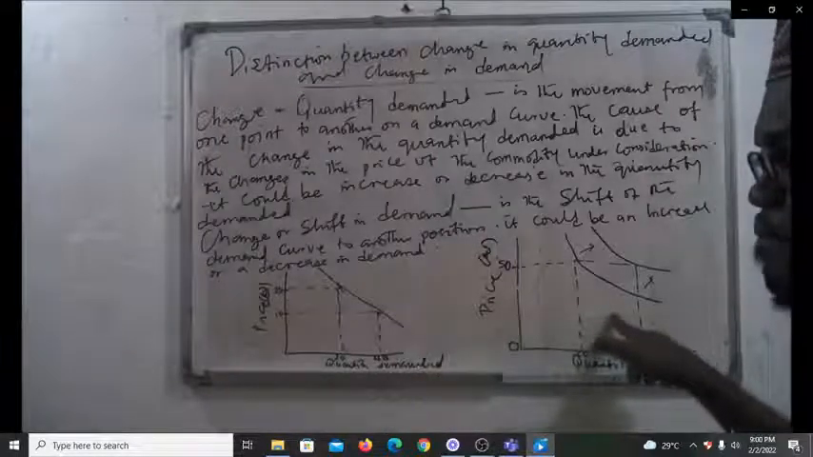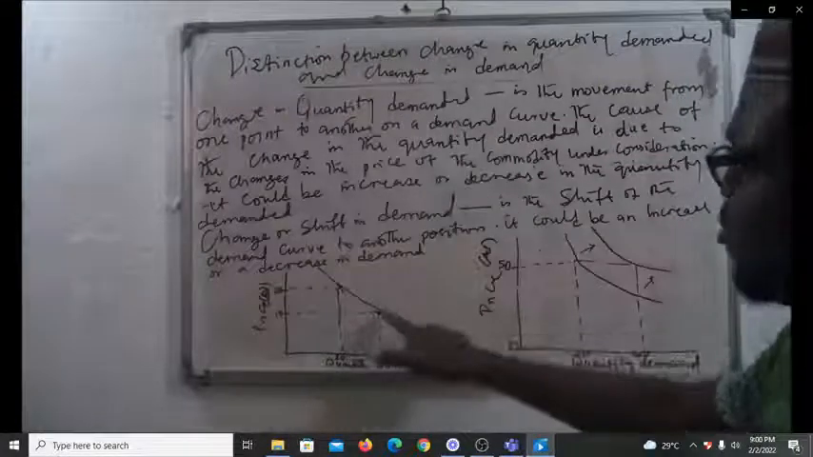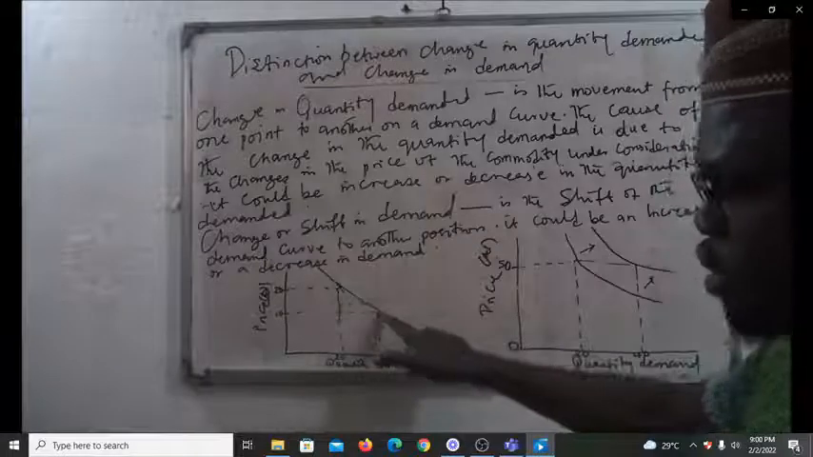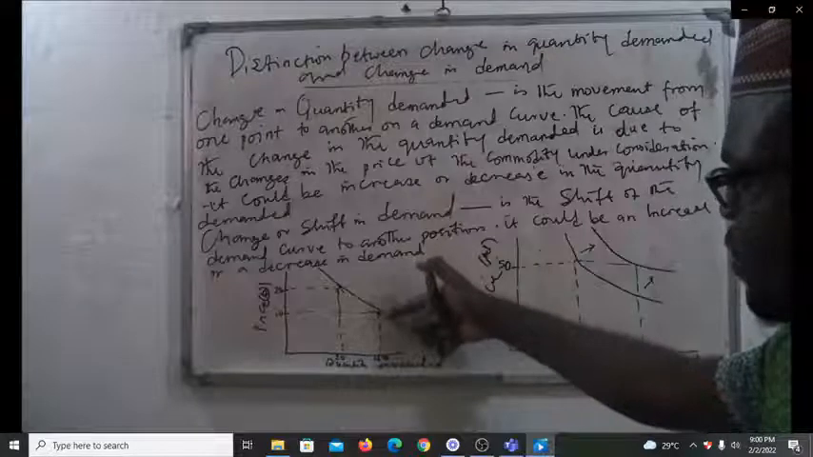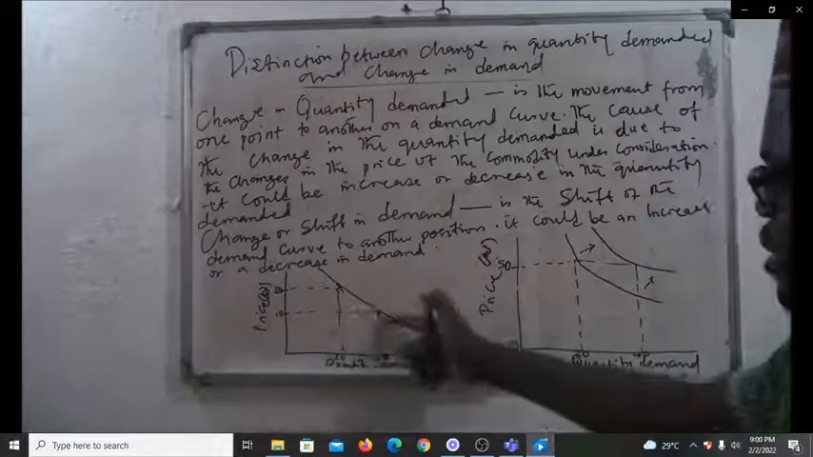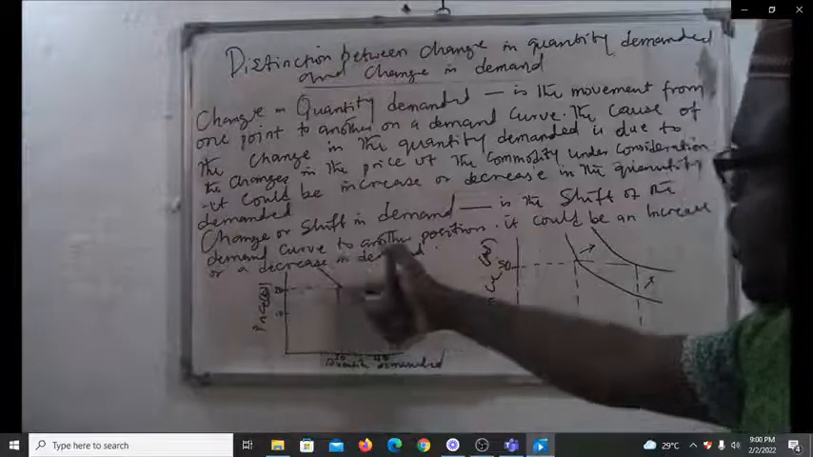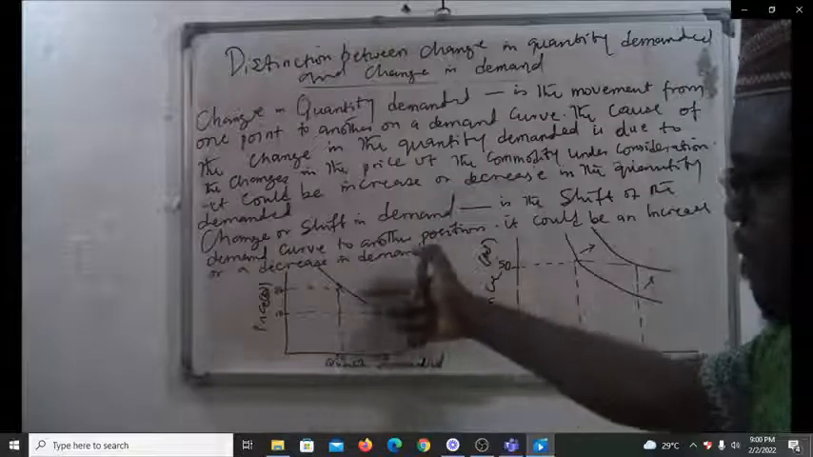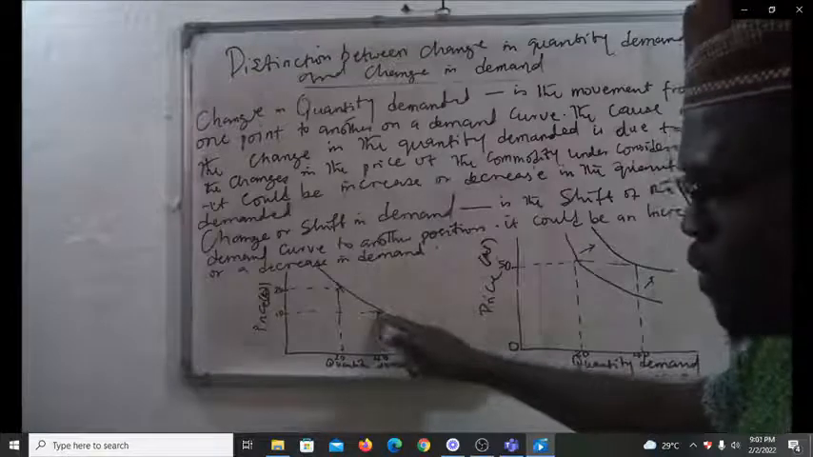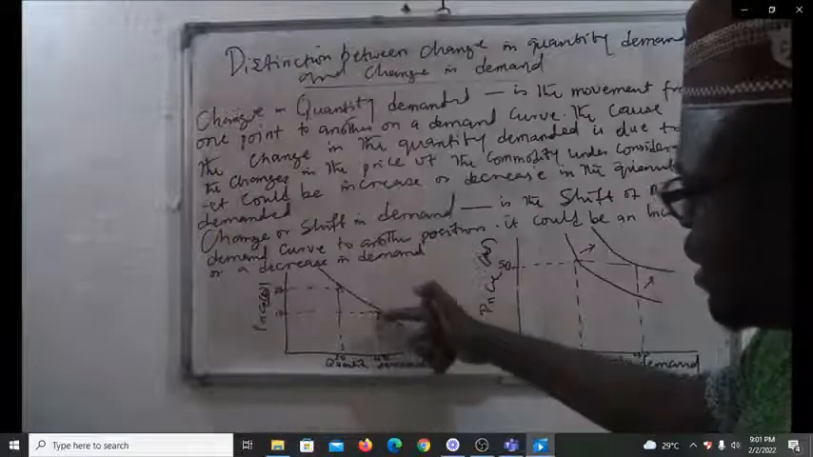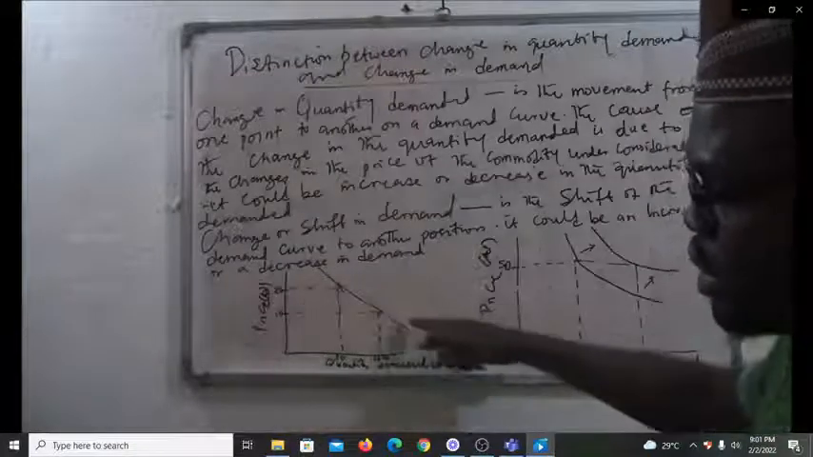The graph of change in quantity demanded simply shows movement on the curve. Can you see? This is the first instance of demand: at the price of 10, the demand was 40. But when the price increased to 20, the demand reduced to 20. So, change in quantity demanded can only be shown by movement. This is where the demand was before, and this is where it is now. Movement on the demand curve.